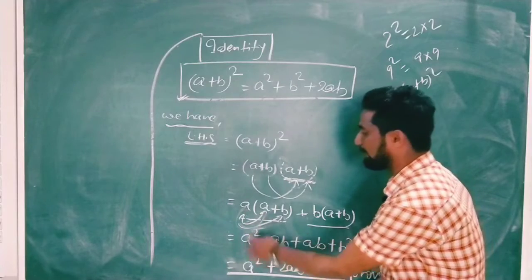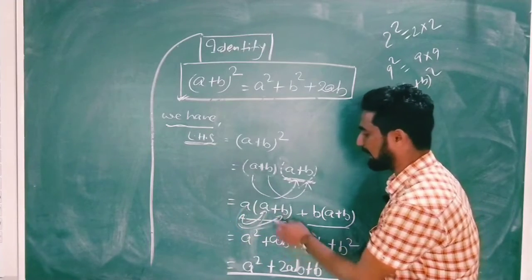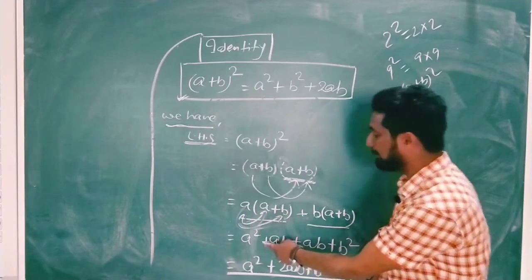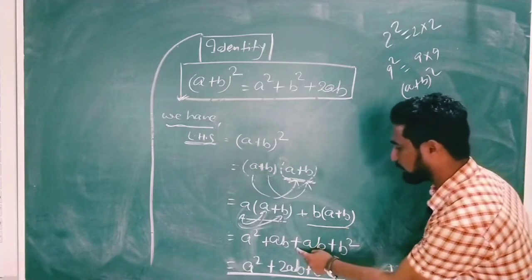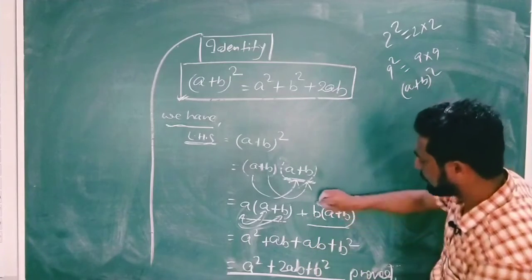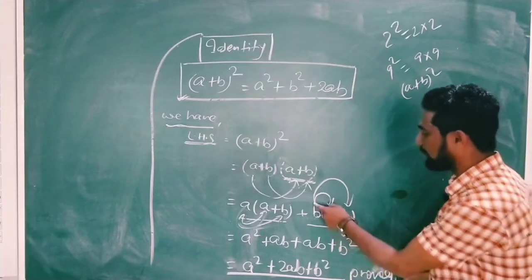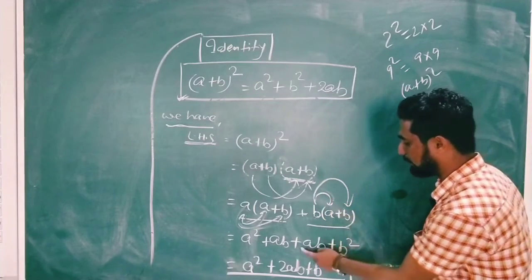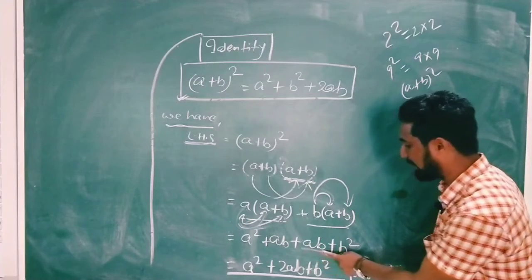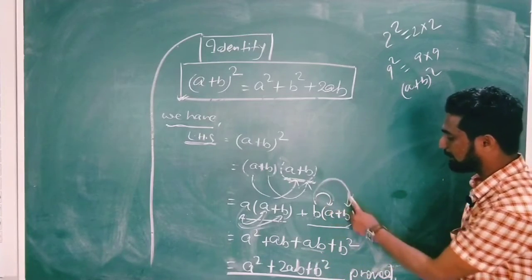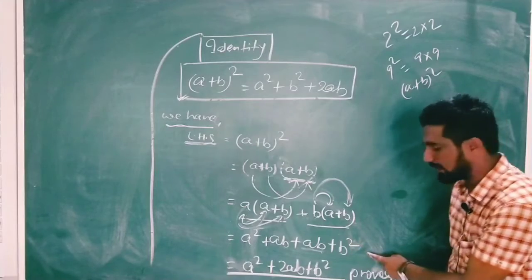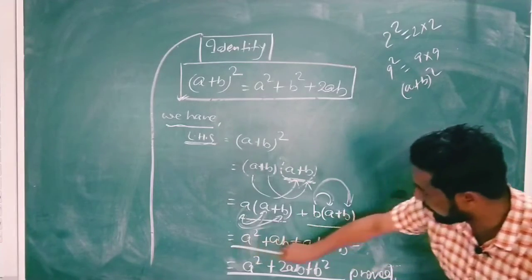So a into a, that is a square, a into b, that is ab, and the sign was plus, so plus is written. Now you multiply again, this b will be multiplied with this a also and this b also. So if you multiply this b by a, then it will be ab or ba, so you write ab, I have written here. This b will be multiplied with this b, so it will become b squared.